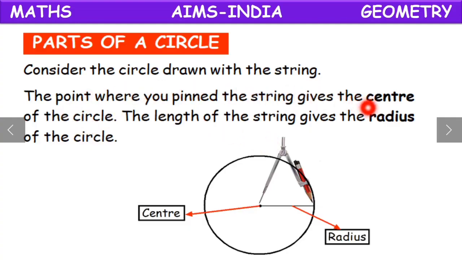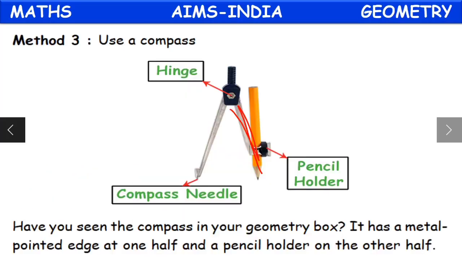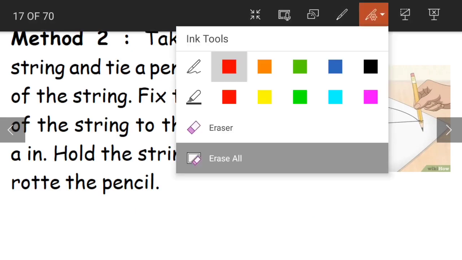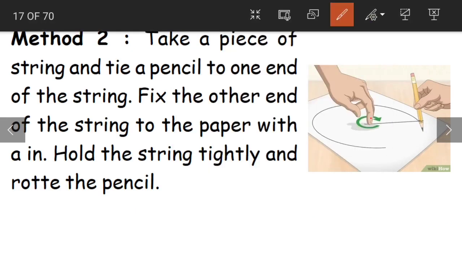Now parts of a circle. Consider the circle drawn with the string. Now the point where you pinned the string gives the center of the circle. The length of the string gives the radius of the circle. So what are they saying here? If you consider this one, where are we pinning or holding the thread? Here, at this point. So this point wherein we are pinning the string or holding the string tightly becomes the center of the circle. What does it become, children? The center of the circle.